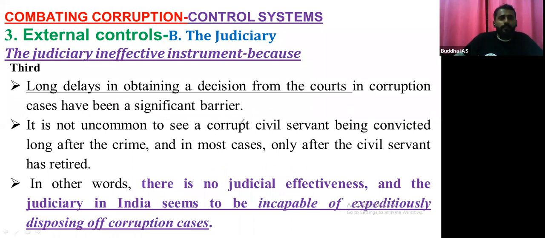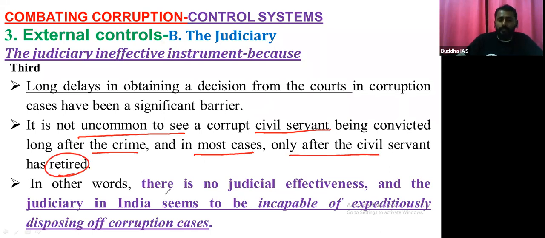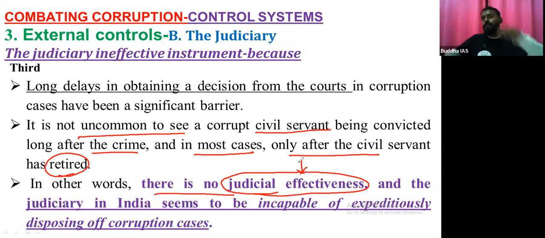Third, long delays in obtaining a decision from the courts in corruption cases has been a significant barrier. It is not uncommon to see a corrupt civil servant being convicted long after the crime, and in most cases, only after the civil servant has retired. In other words, there is no judicial effectiveness. The judiciary is not effective with respect to bringing the corrupt person to book.